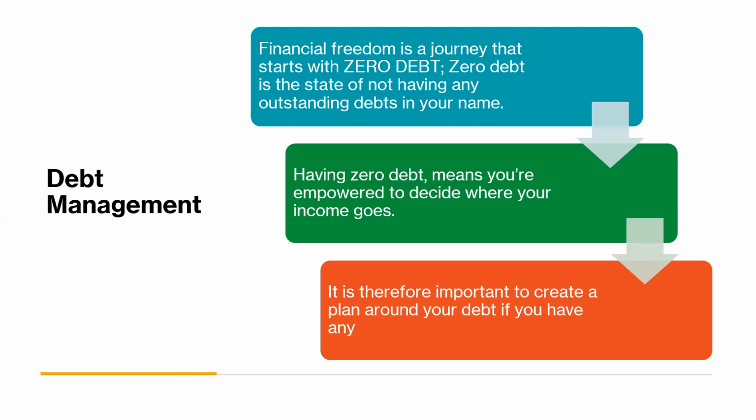Then let's talk about debt management. Don't forget, we're looking at those 7 pillars of financial plan, right? Can someone remind me of the first one that we spoke about? Financial goal. Second one, net worth. Third, budgeting. And now we are at the fourth one, which is debt management.